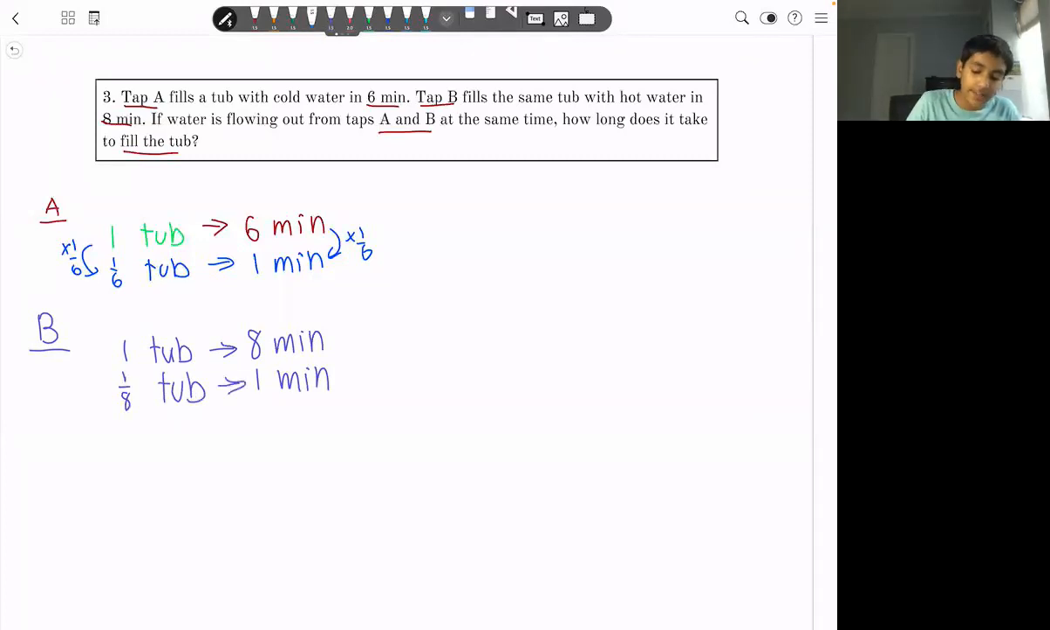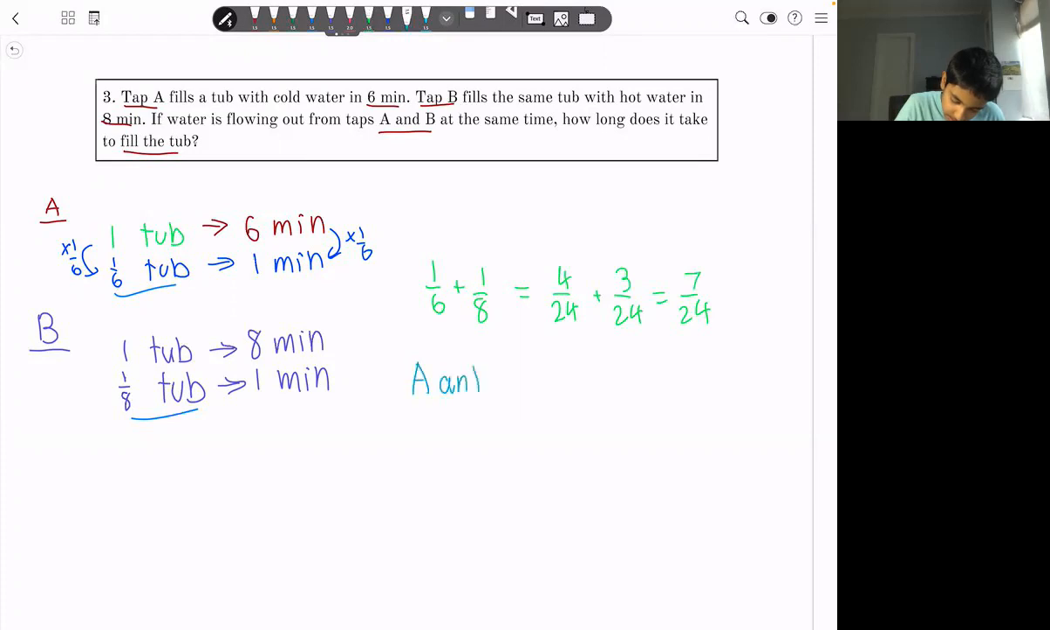We find the fraction that each of them does in one time unit. So in 1 minute, A does this much. In 1 minute, B does this much. So then overall, in 1 minute, combined, they fill 1/6 plus 1/8 the tub, which is 4/24 plus 3/24, which is 7/24. So combined A and B, in 1 minute, they can fill 7/24.